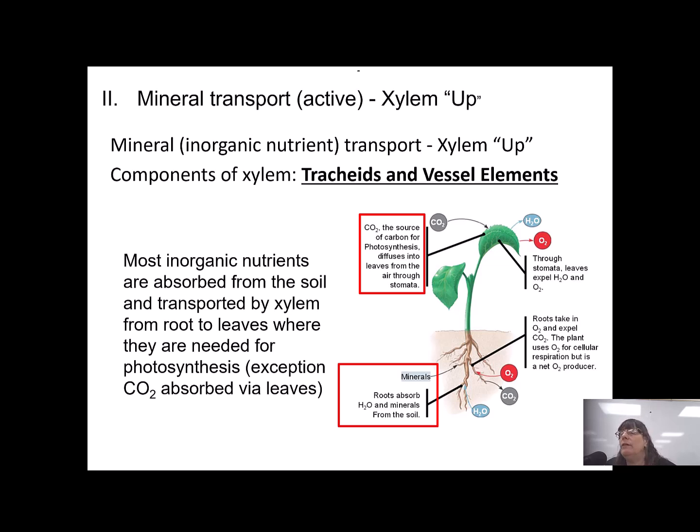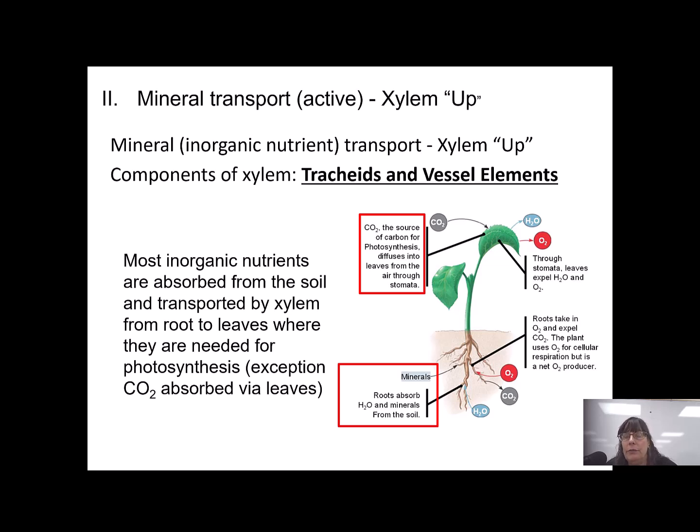So we left off with mineral transport. So we're still dealing, or we're going back to xylem up. But minerals are different from water because minerals actually have to be actively transported. There are two parts of the xylem: the tracheids and the vessel elements. Most of the inorganic nutrients are absorbed from the soil, and then they are transported up from the root to the leaves by the xylem.